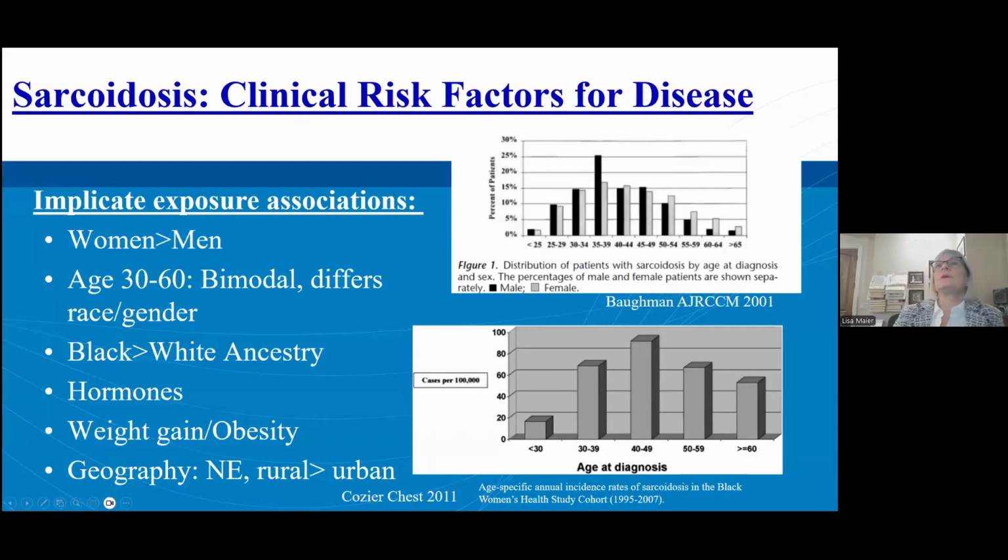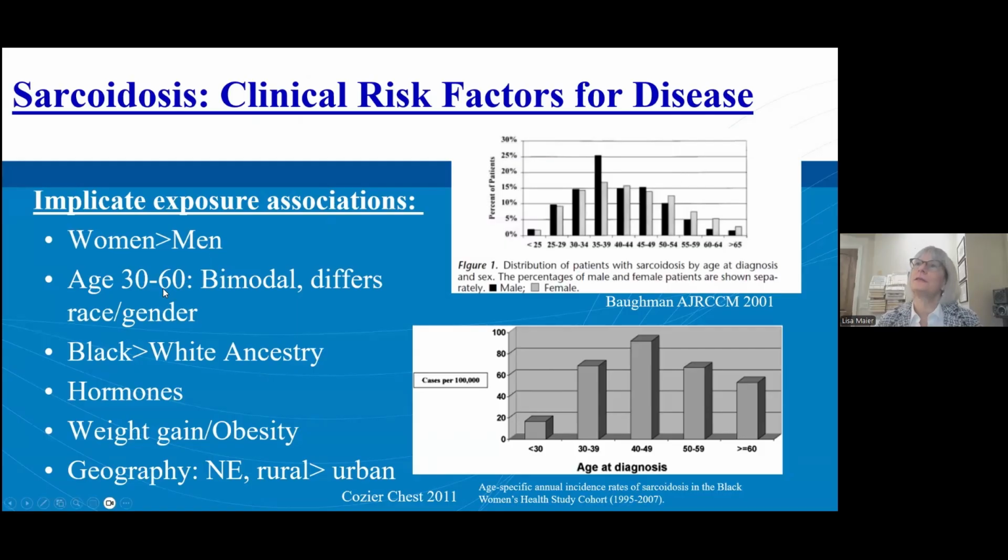So there are a number of clinical risk factors for disease that I also think implicate exposures. First of all, men and women have a difference in their risk. Women have a much higher risk than men in general. There may be some differences. For example, in cardiac disease, men may have a higher risk. That may be because of exposures.